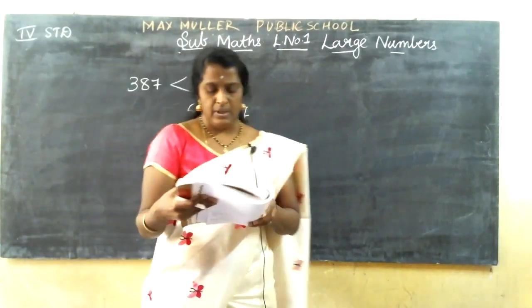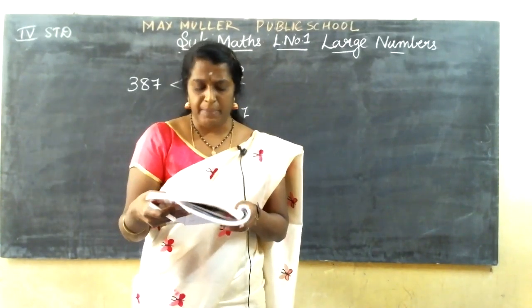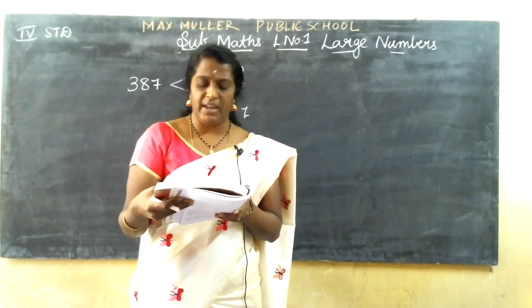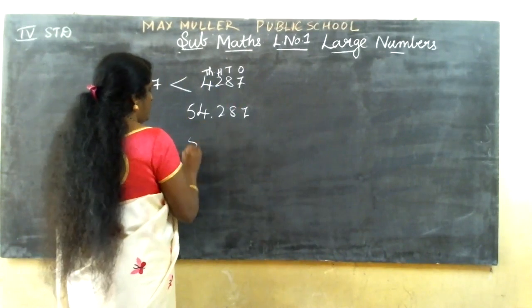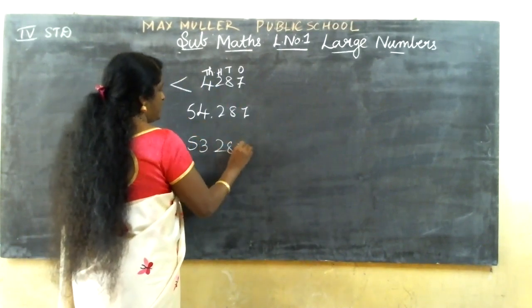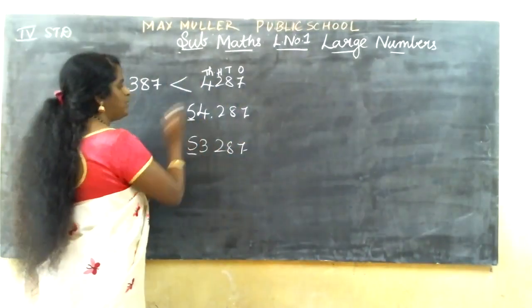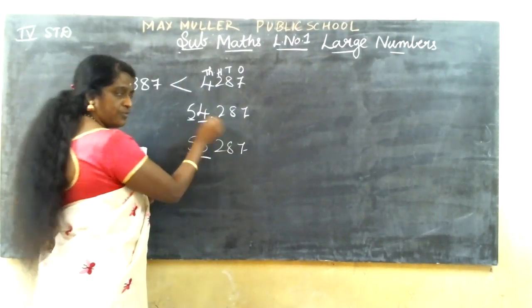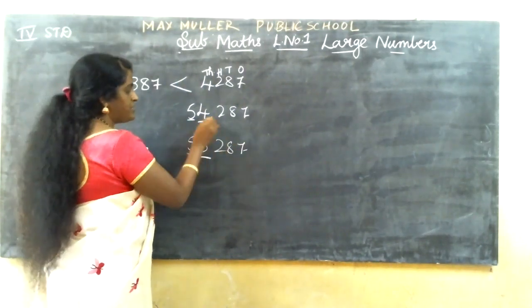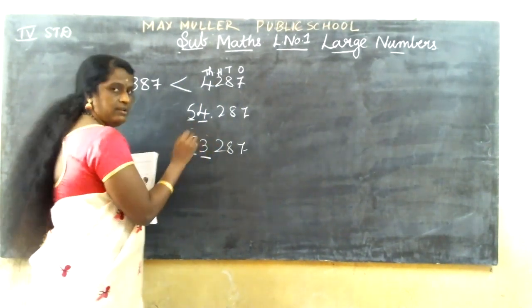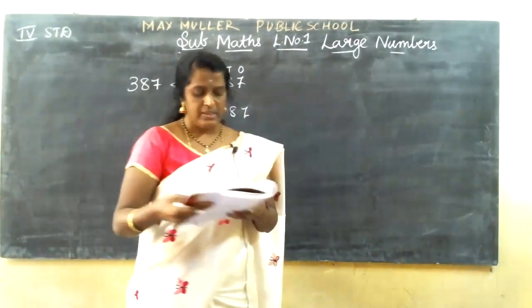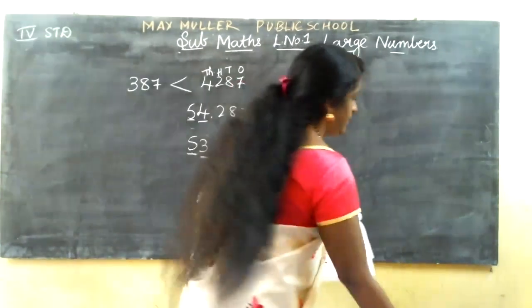If the digits are the same at a place, we move to the next digit from the left and compare. First here 54, 53. If the 5 is the same, we go for the next number. So which is highest? This is the highest number. This is the smallest number. Okay, like that. For example, I will teach you some.